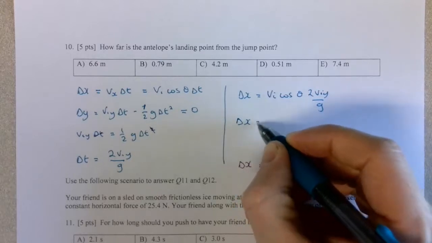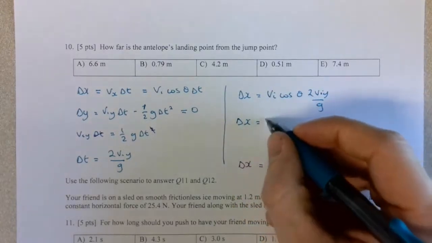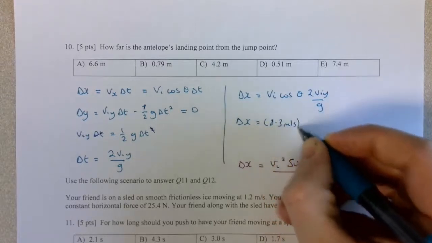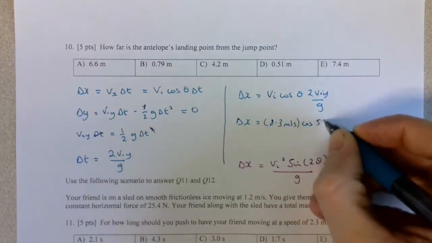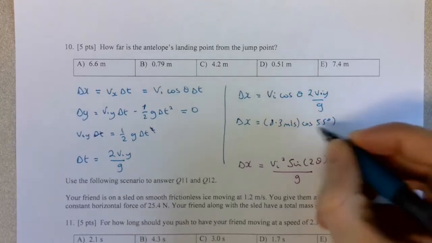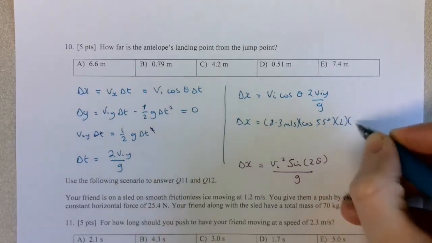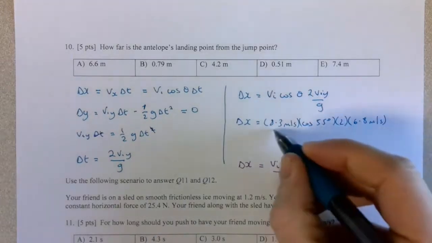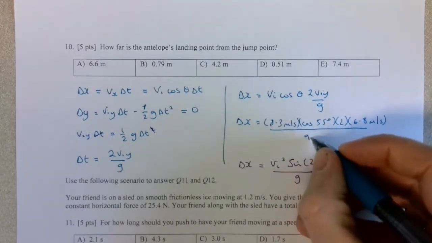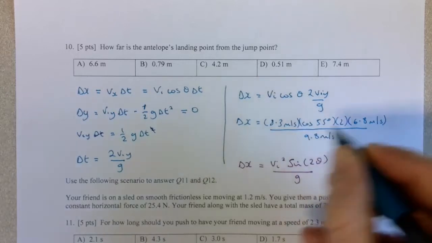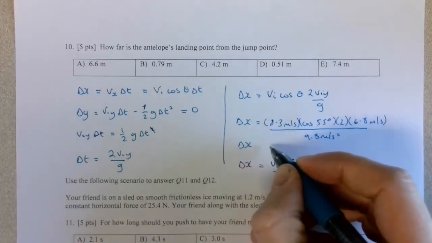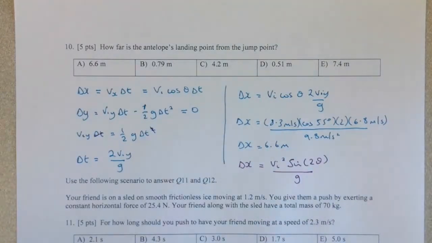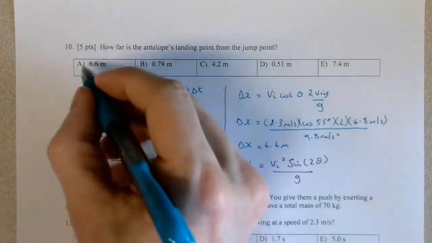So delta x here will be Vi, which we know to be 8.3 meters per second, times the cosine of 55 degrees, times 2. We know from question 8 that the y velocity is 6.8. If we divide that by 9.8 meters per second squared, delta x works out to be 6.6 meters. And that gives us choice A.